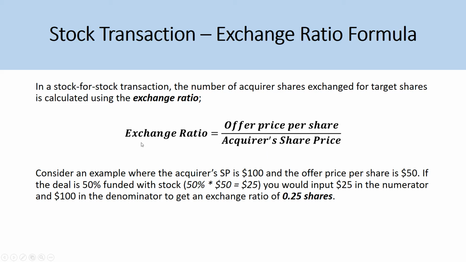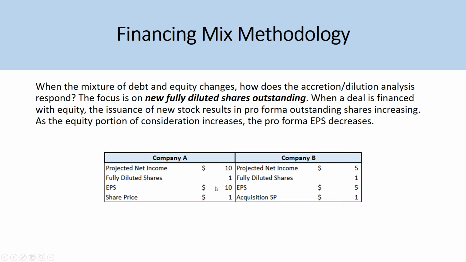So if I held one share in the target firm, I would receive 0.25 shares in the new firm. That's essentially what the formula is telling you. Now, another thing, the financing mix theory behind it. When the mixture of debt and equity changes, how does the accretion dilution analysis respond? I think this is really important to understand if we were to play around with the form of financing, how that impacts the pro forma EPS.